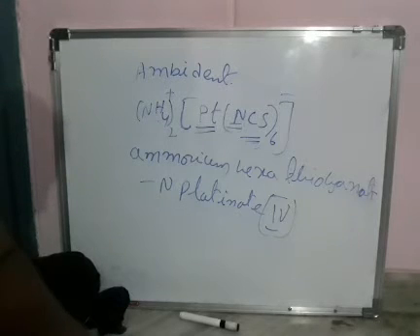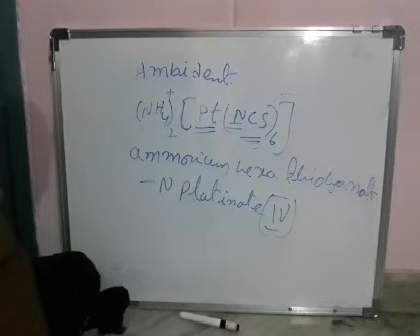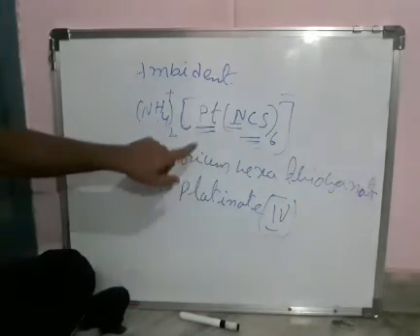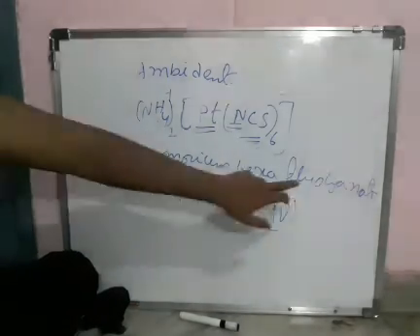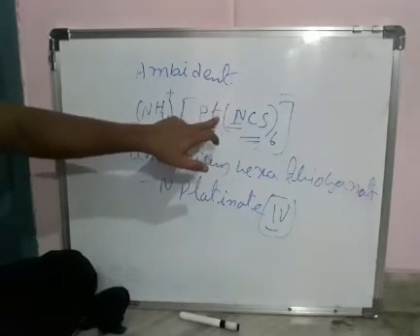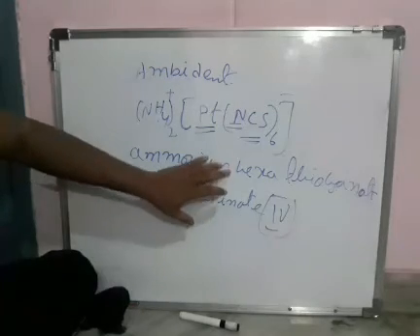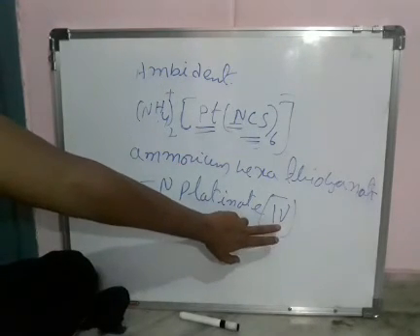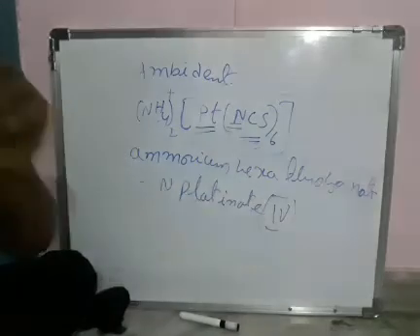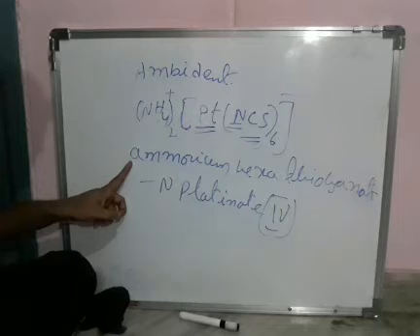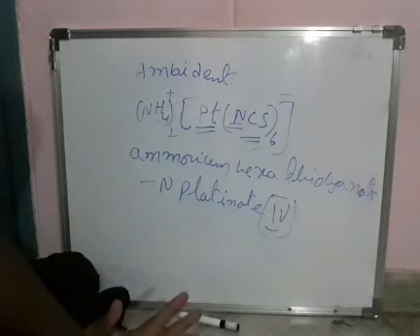And the next important rule is, while writing the name of an ambidentate ligand, the point of attachment to the central metal atom should be mentioned. Thiocyanato, here nitrogen donates to the central metal atom, so here N. While writing the name, the central metal atom oxidation state should be mentioned. And one more important point is, while writing the IUPAC names, it should be started with a small letter. So all these rules must be followed.